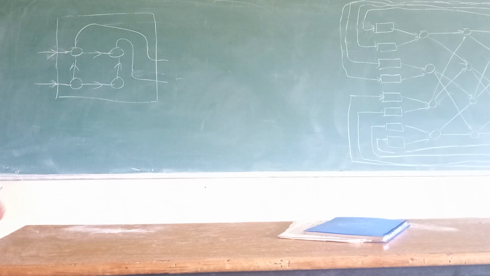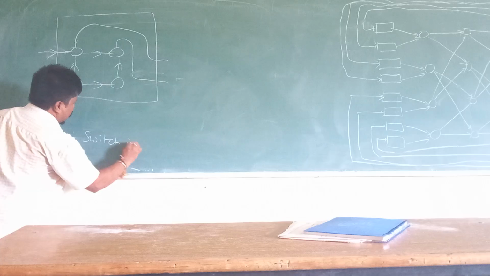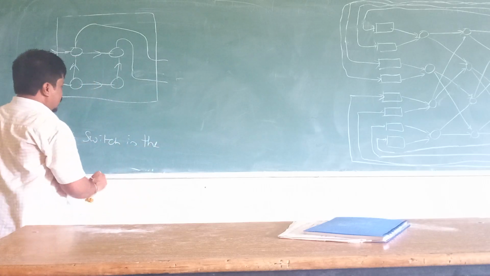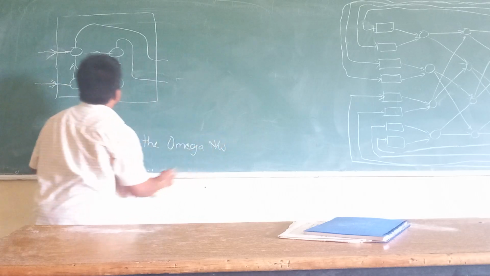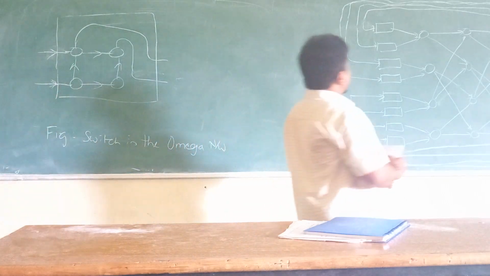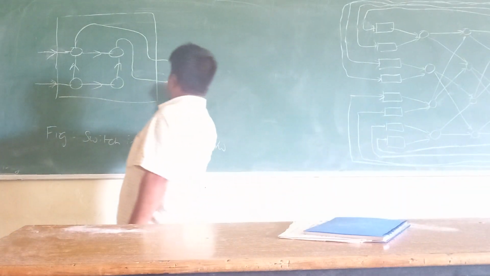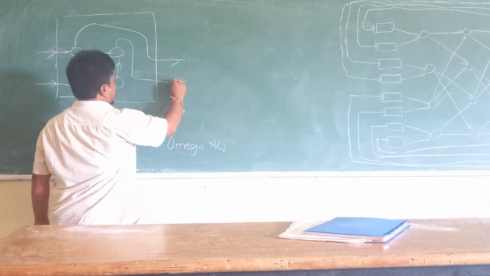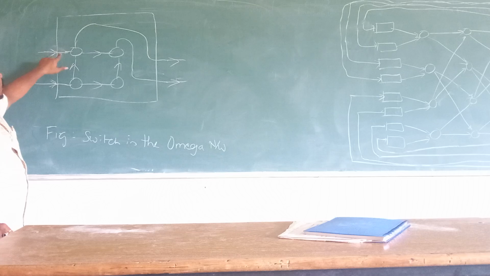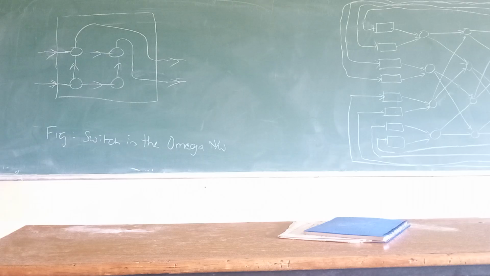This is the switch in the omega network. This is the figure for the switch in the omega network. If I have the switch here, I have two outputs here, connecting to each other. This is the input, this is the output. This is the input link, and this is the output link. Here the switch will have only two phases, that is nothing but two connections here.